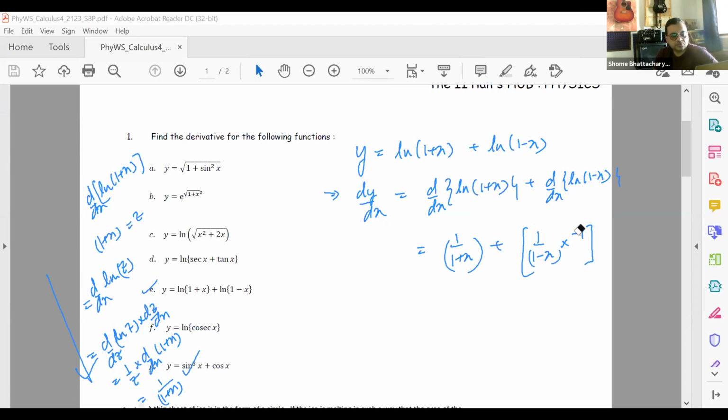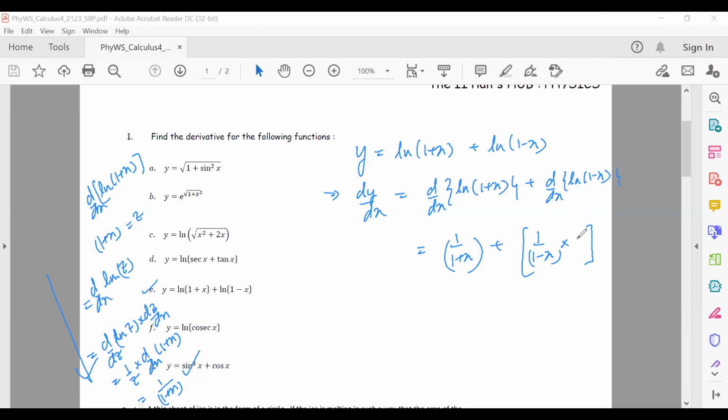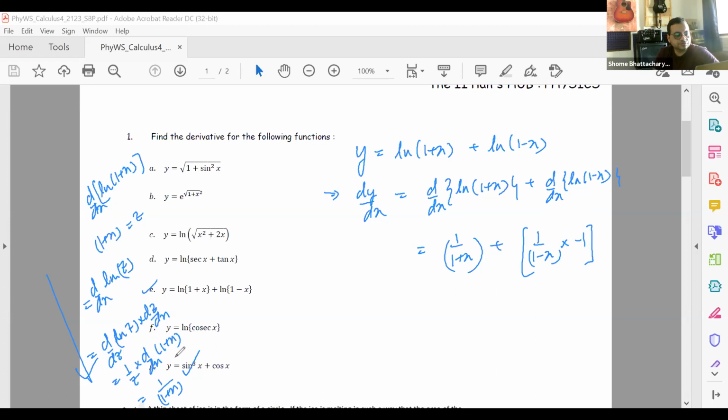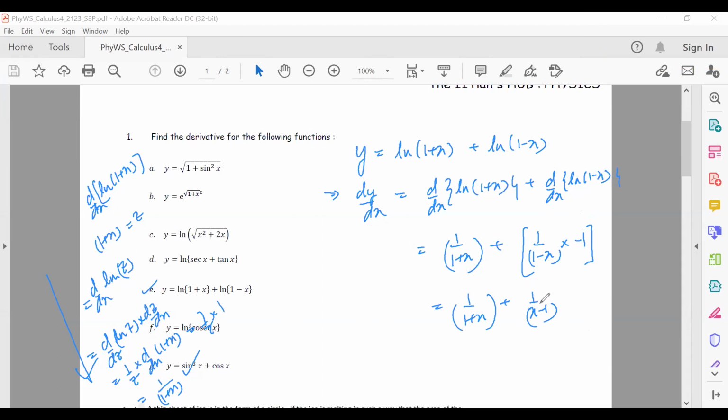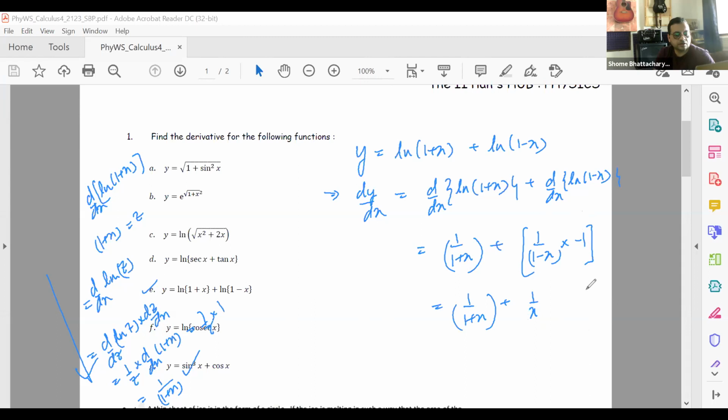Okay, clear about this point, Caleb? Okay. In the chain rule step, here dz by dx was just 1, so it was 1 upon z into 1. But here it is becoming 1 by z into minus 1, because this is 1 minus x now. So this is becoming 1 upon 1 plus x plus 1 upon x minus 1. I can write it like this, taking the minus sign outside. Or I can write it like this instead, minus 1 upon 1 minus x.